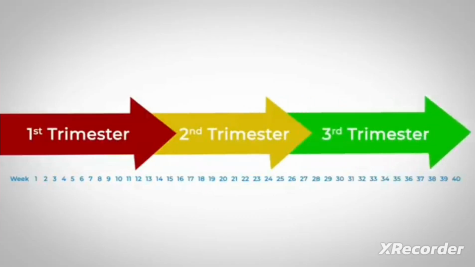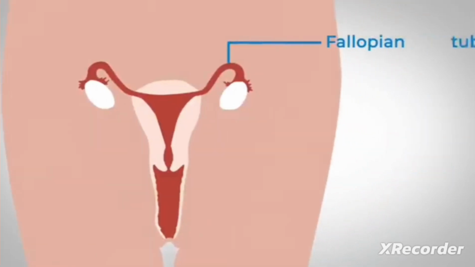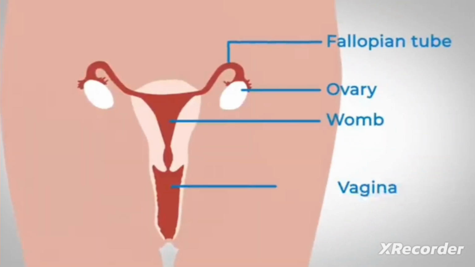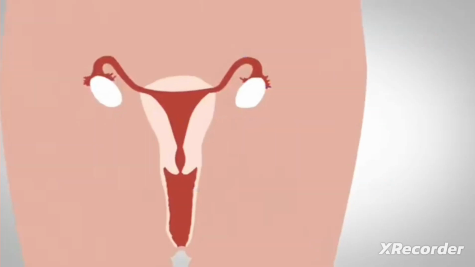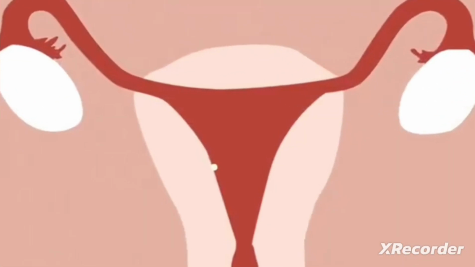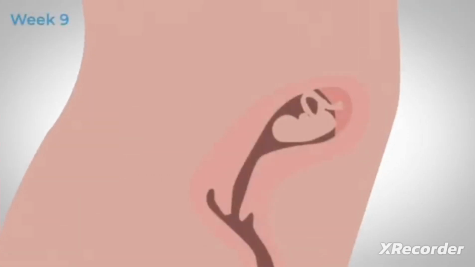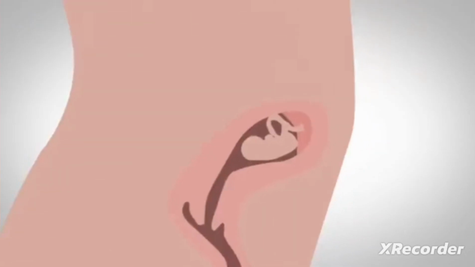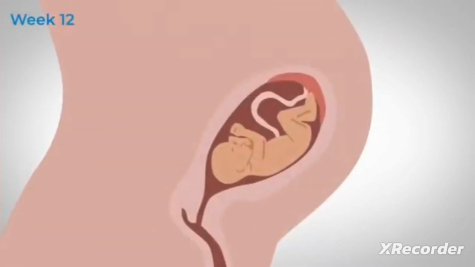Here you can see the fallopian tube, ovary, womb, and vagina. A fertilized egg will develop and grow in your womb and is known as an embryo in the early weeks of pregnancy. By week 9, the embryo has developed into a fetus. At this point, most of your baby's organs, including the heart, are forming. By the time you are 12 weeks pregnant, your baby will be around 6 centimeters or 2.5 inches long.